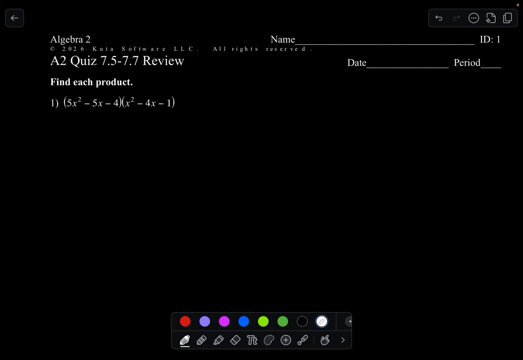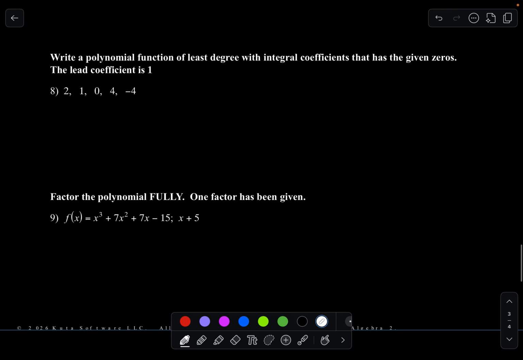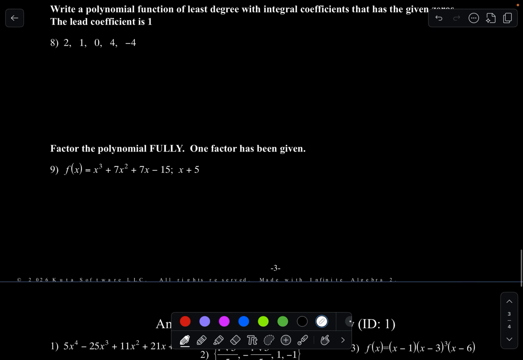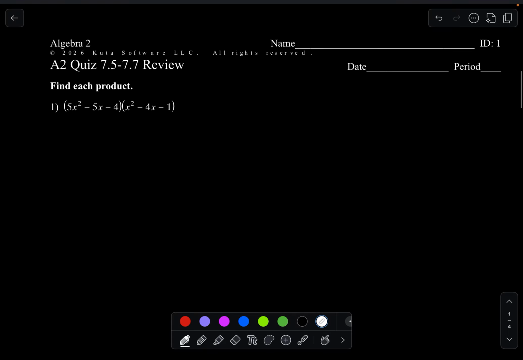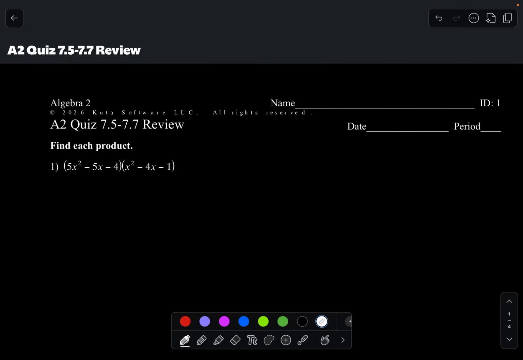So here it is. Always the question is, as my students are talking and making me very angry, are there 9 questions on this quiz. All right, 9 questions. We start with multiplying polynomials.